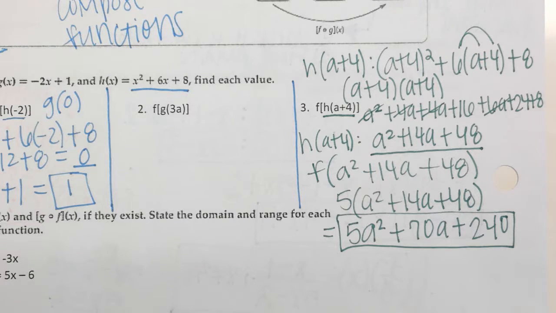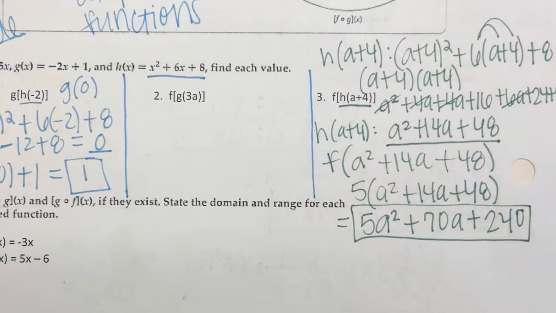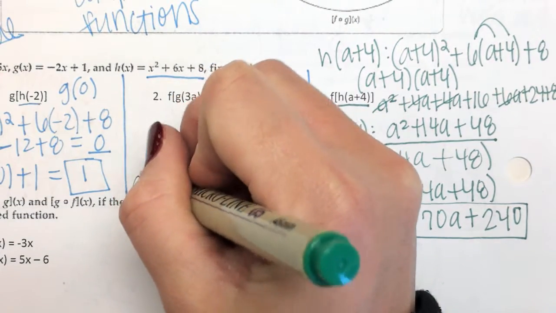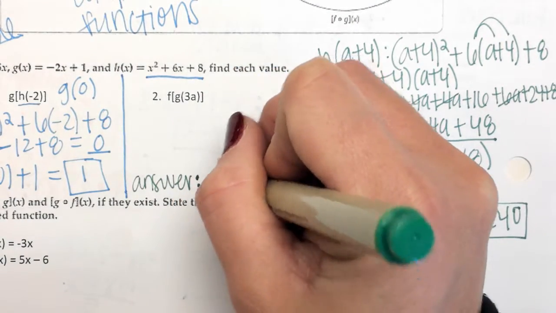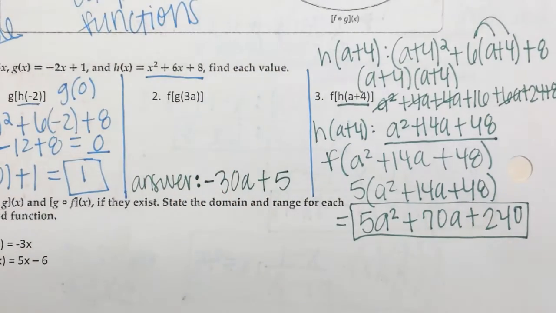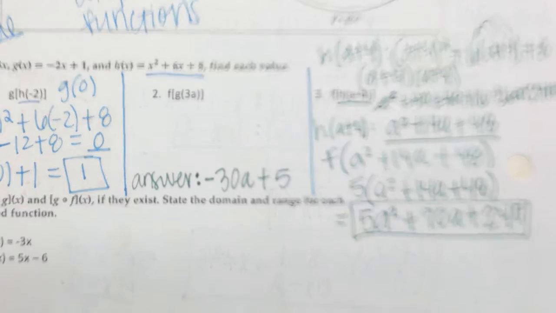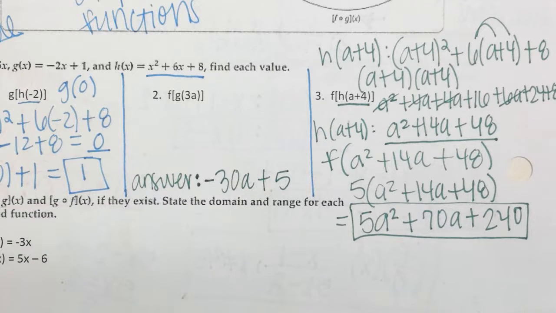Alright, go ahead and compare your answers. People around you, make sure y'all have the same thing. Alright, answers up on the board. Negative 30a plus 5. Do I need to go over this one? Negative 30a plus 5. Everybody's good? Okay, moving on.